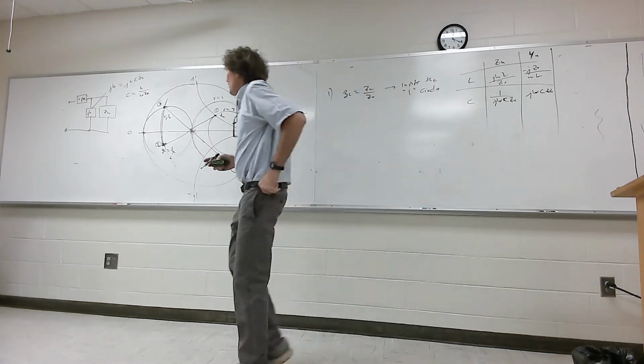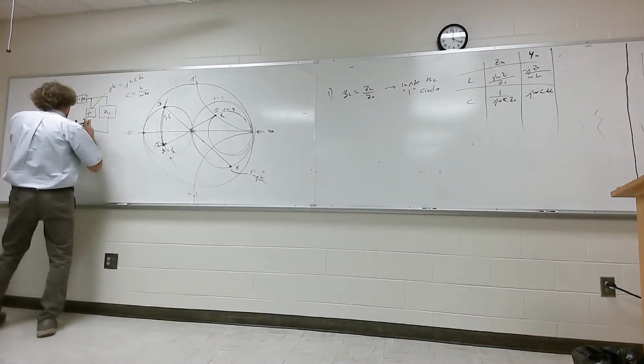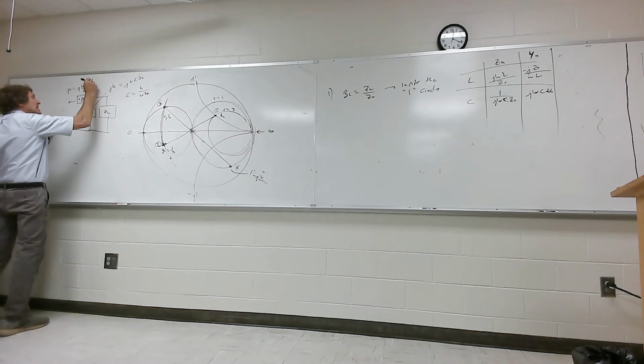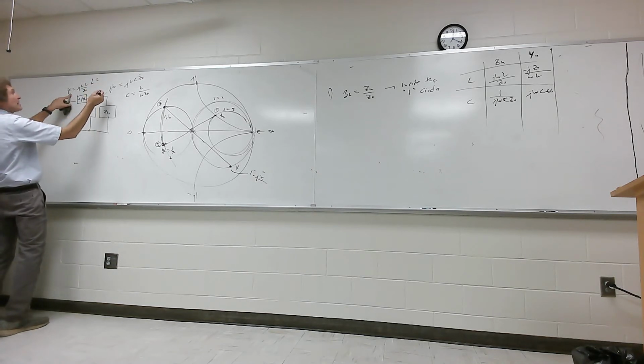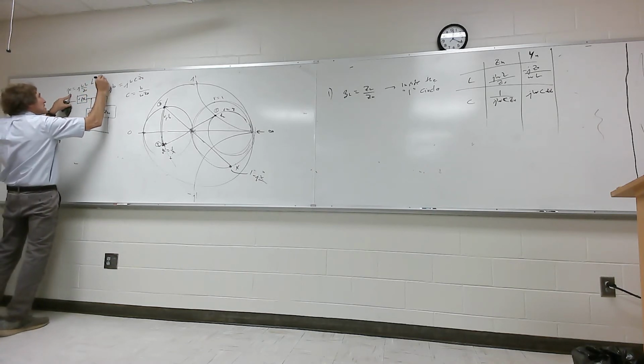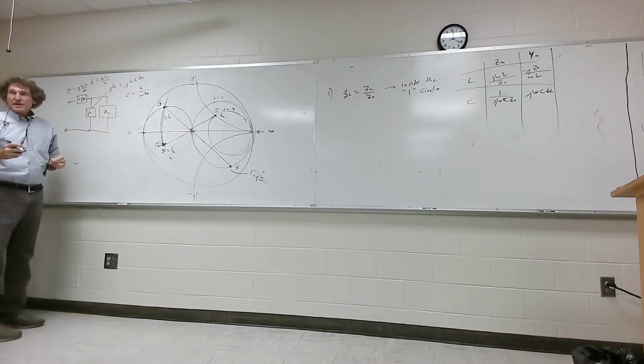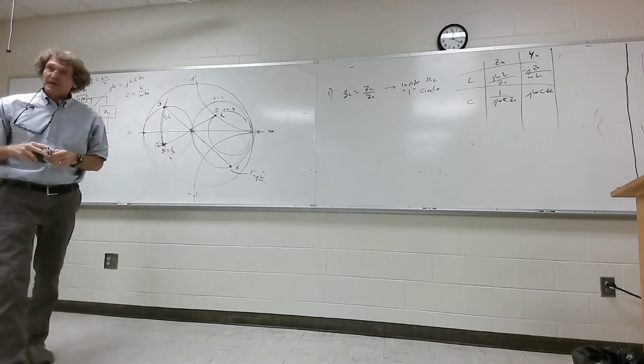J omega L, or basically this jX, would be equal to j omega L over Z naught. So you could say that L is what? Well, L would be equal to X times Z naught over omega. Y'all follow me on that, class? Now, we're going to do a problem with that.